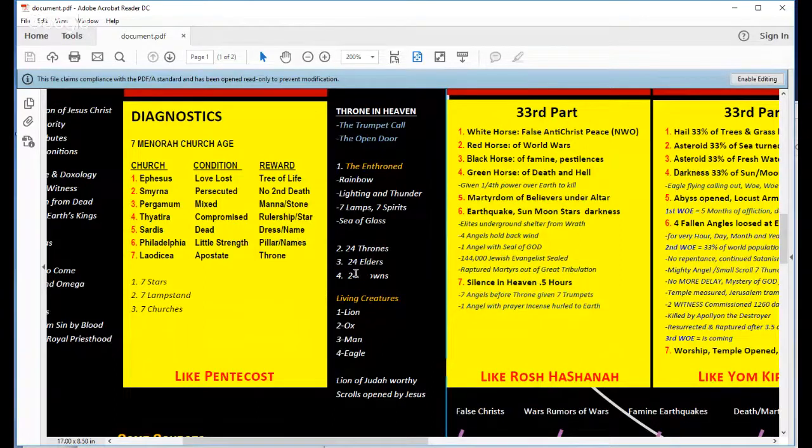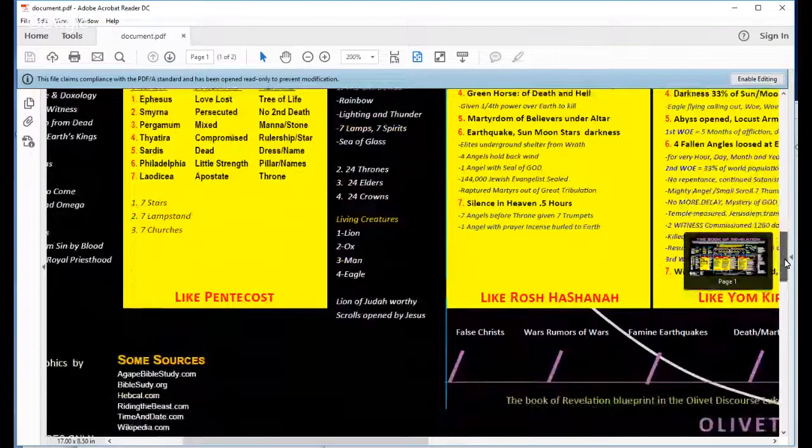And there are 4 living creatures, the lion, ox, man, and eagle. This again is an Old Testament reference of the tribes, the way the tribes of Israel would camp in their wanderings in the wilderness around the tabernacle. And so these were the 4 inner tribes, I guess you could say.